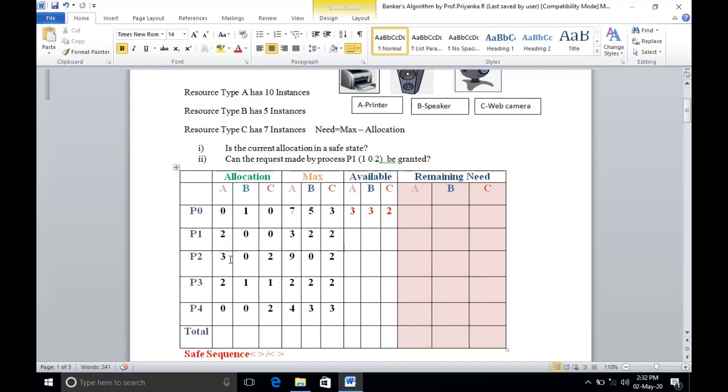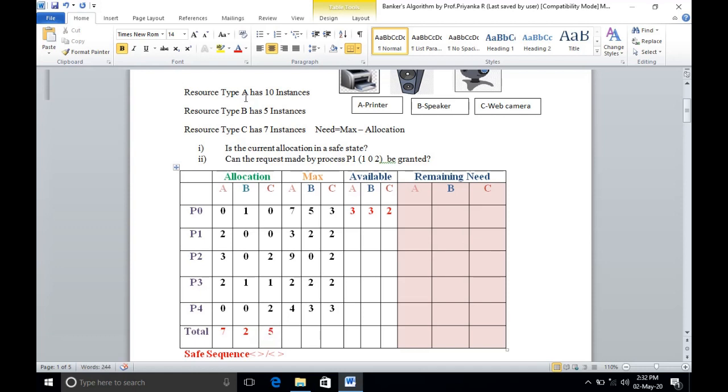So 2, 5, 6, 7. So totally 7 instances of resource type A have been allocated, and for B, 2 instances of resource type B have been allocated, and for C, 5 instances have already been allocated.